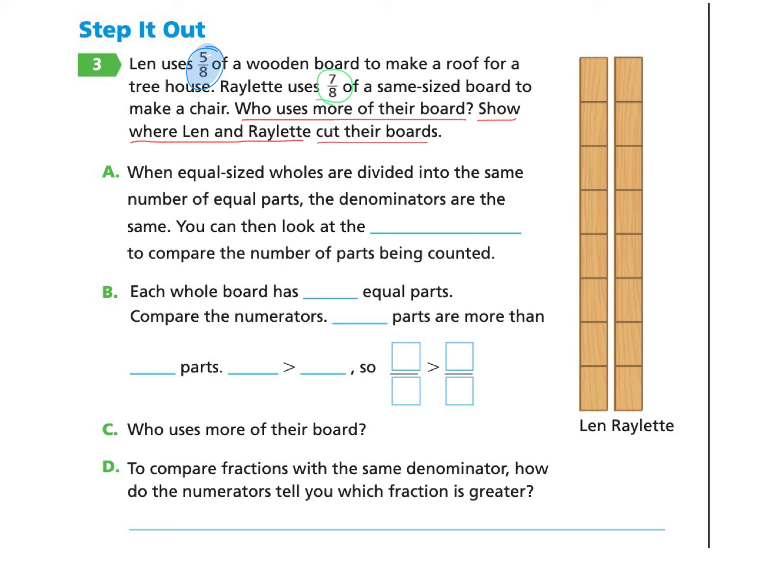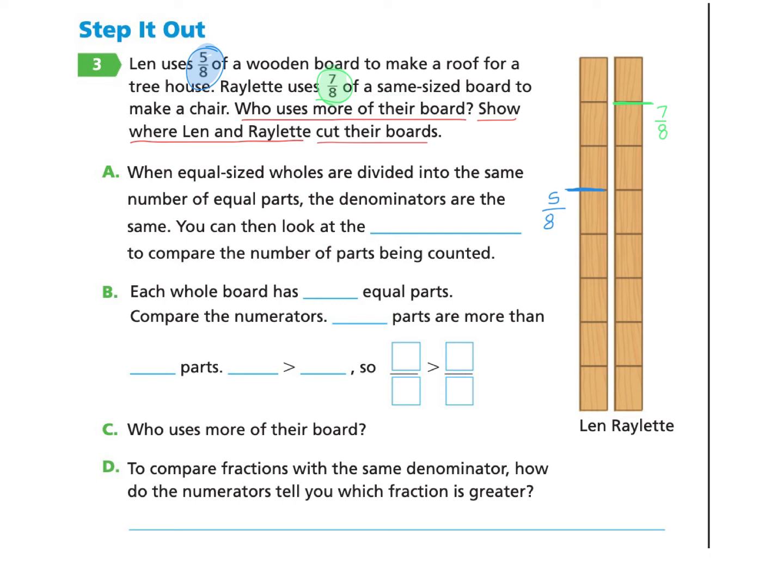So first we're going to see that Len uses 5/8 of the board. And so these boards are already cut into 8 sections. So I can count 1, 2, 3, 4, 5. And this is where Len has made his cut of the same size board, 5/8. Then I'm going to take a look at Raylet's, who had 7/8 of the board. That's how much they use. And that would be 1, 2, 3, 4, 5, 6, 7. So right here is where Raylet cuts for 7/8 of the board.